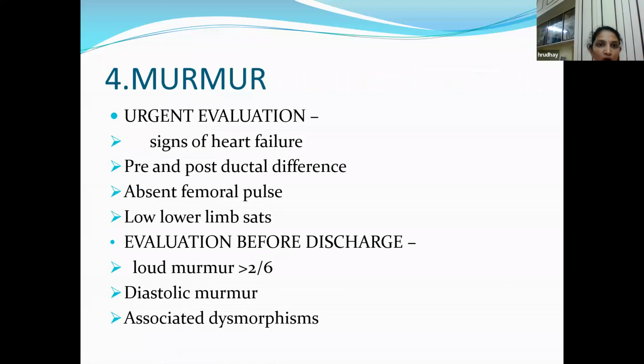Next comes the murmur. Do all murmurs need an urgent evaluation? Not all murmurs need an urgent echocardiography. A murmur presenting with signs of heart failure, yes. A pre and post ductal difference of saturations needs urgent evaluation. Absent femoral pulse or lower limb saturations, we have to get an urgent evaluation. If there is a loud murmur of more than grade 2 or a diastolic murmur associated with dysmorphisms, then we need to evaluate the child, but not on an urgent basis. They should be evaluated before discharge.